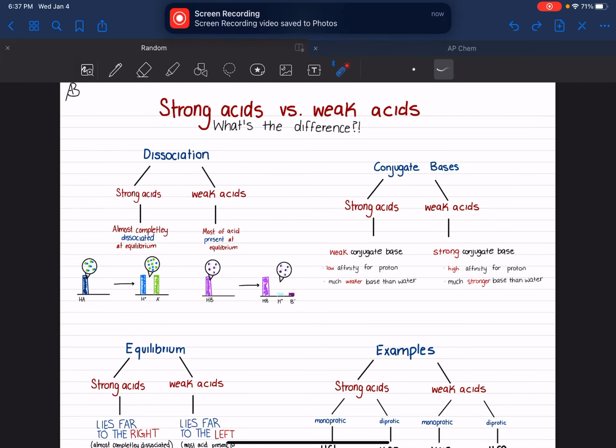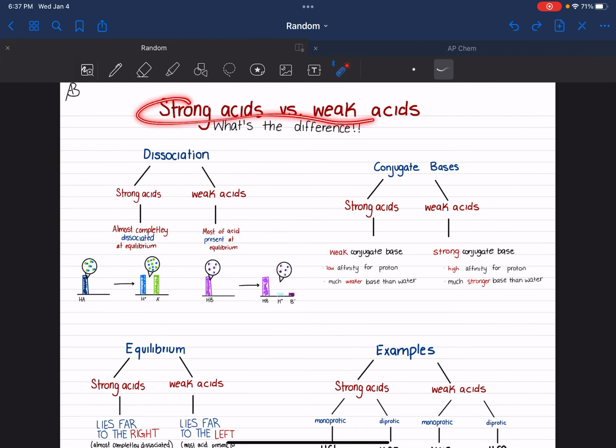Hey guys, today I'm going to be doing a little video on the difference between strong and weak acids with this little example I made. So let's just get straight into it.